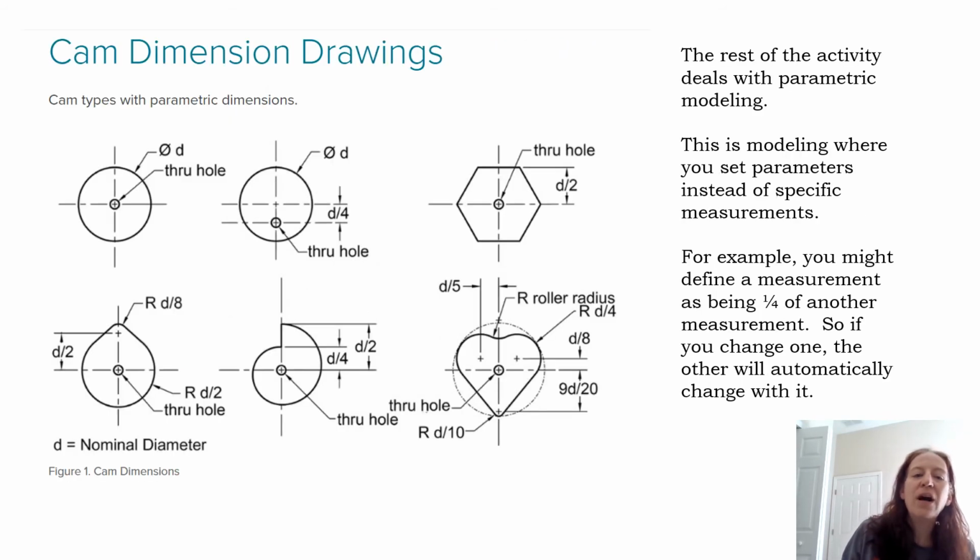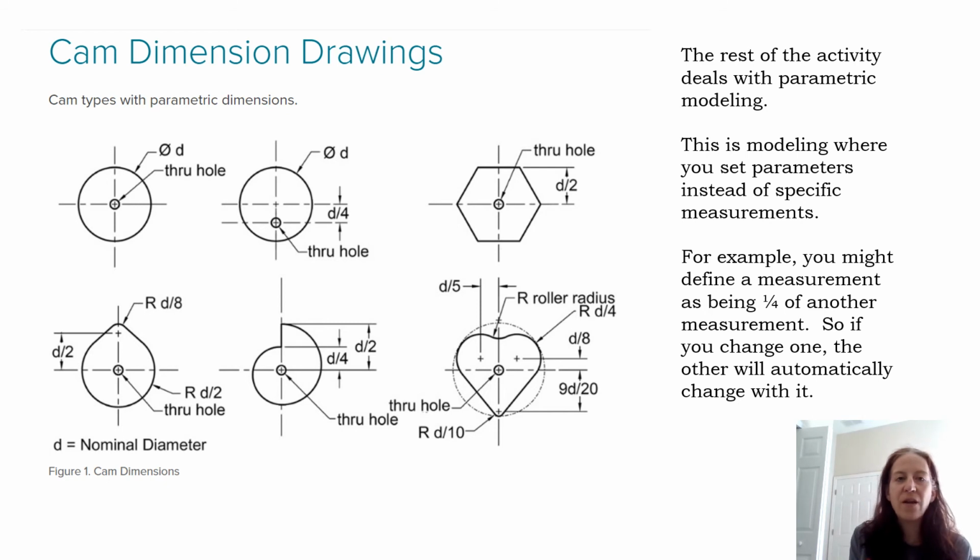All right, now the rest of the activity, if you're following along with the activity in PLTW, deals with something called parametric modeling. And there is a resource there that says the CAM dimension drawings, and it says CAM types with parametric dimensions. This is one of the PLTW resources you can click on. This is modeling where you set parameters instead of specific measurements.